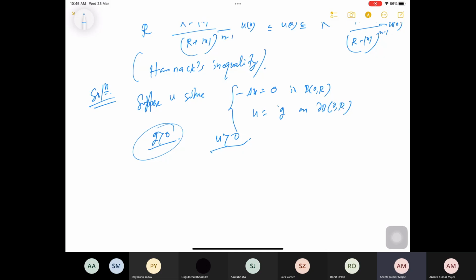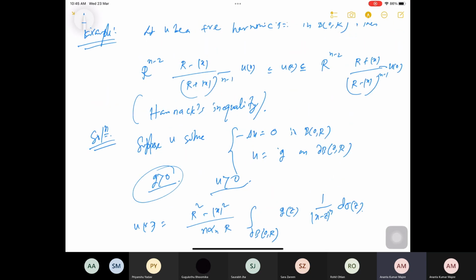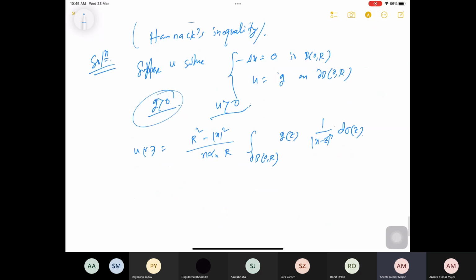Now, u has an explicit solution. How does it look? u of x is (r² minus |x|²) divided by n α(n) r, times the integral over ∂B(0, r) of g(z) times 1 over |x - z|^n dσ(z). Now if you look at the expression I want, there is no g involved. So I need to substitute in some sense, so that there will be no g.